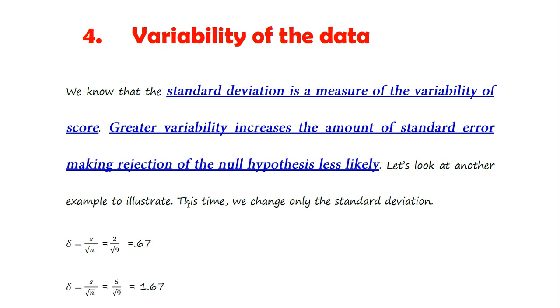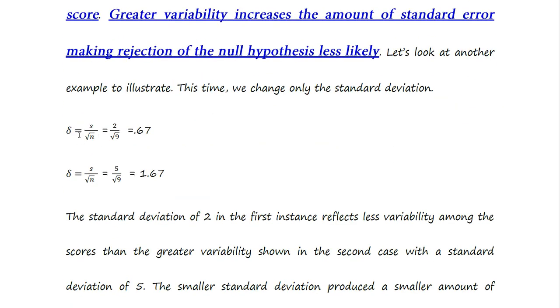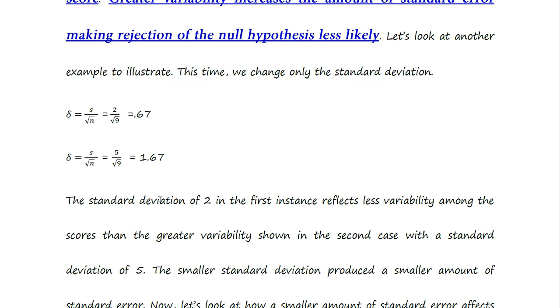Let's look at another example to illustrate this situation. Sigma is equal to S over the square root of 10. So here we have a variation in standard deviation, but the sample size is the same. 2 over the square root of 10 is equal to 0.67, and 5 over the square root of 10 is equal to 1.67. The standard deviation of 2 in the first instance reflects less variability among the scores. The greater variability is shown in the scores in the second case with standard deviation 5.